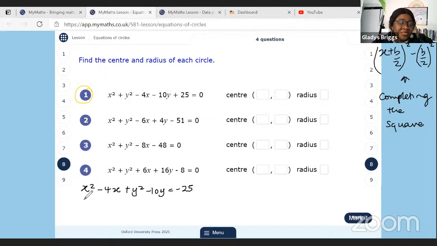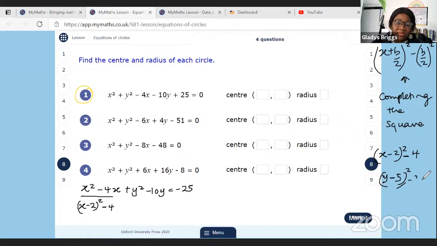Yeah, so for this one, we would have x minus 2 squared minus 4. Is that minus 4? Yeah. Right, for the other one, we have y minus 5 squared. Negative 10 over 2 is negative 5, and negative 5 squared is 25.